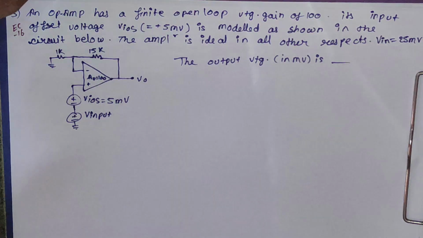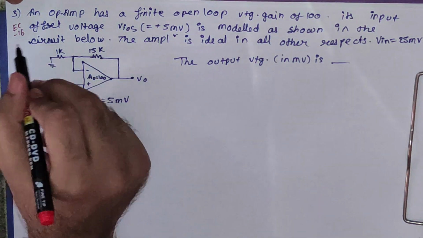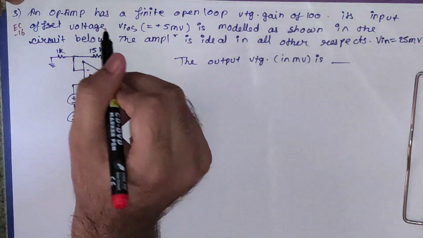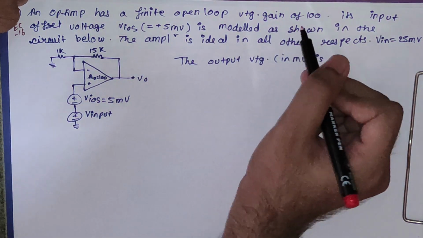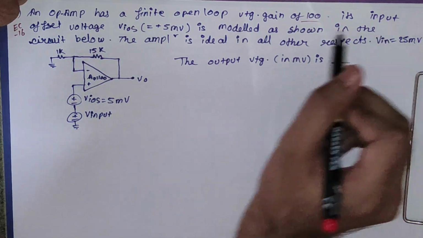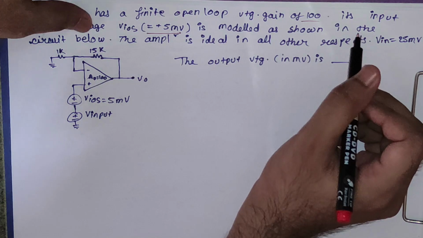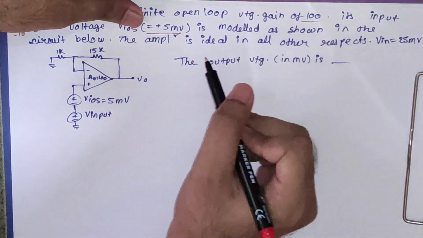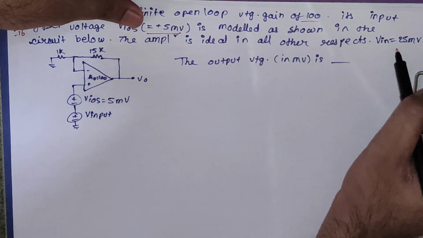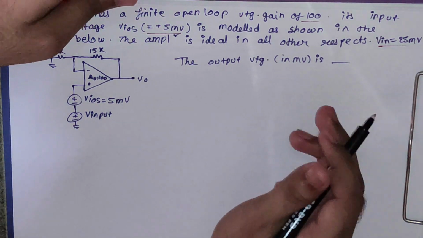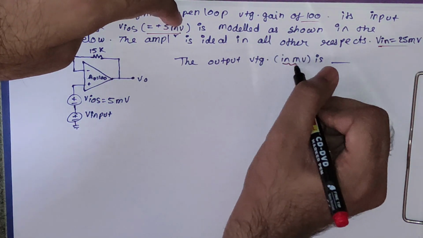Okay, after this sum we are going to see the sum of slew rate. Okay, so let us see this sum. This is of EC16. An op-amp has a finite open loop voltage gain of 100. Okay, its input offset voltage is given as 5 millivolt, is modeled as shown in the circuit below. Okay, the amplifier is ideal in all other respects, and Vin is given as 25 millivolt, and we have to find the output voltage in millivolt.